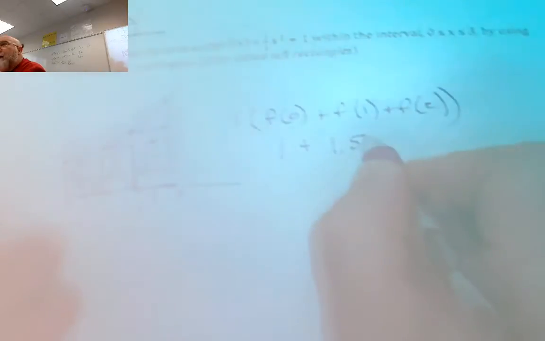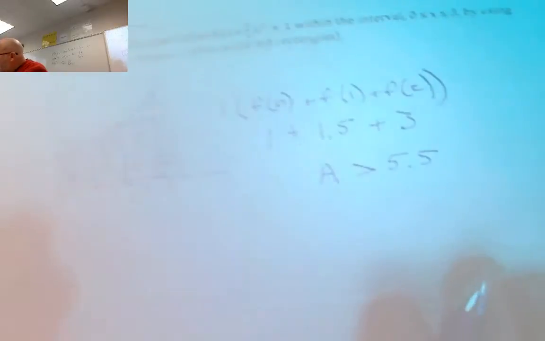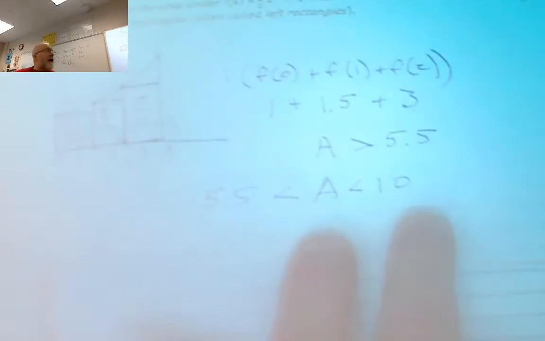All right, so f of 0. What is f of 0? 1. I think we figured this out to be 1.5. Am I right? I think we figured out f of 2 to be 3. Am I correct? So I get an area that is greater than 5.5, right? So in other words, I've created bounds for my areas using 3 rectangles. My true area is somewhere between 5.5 and 10.